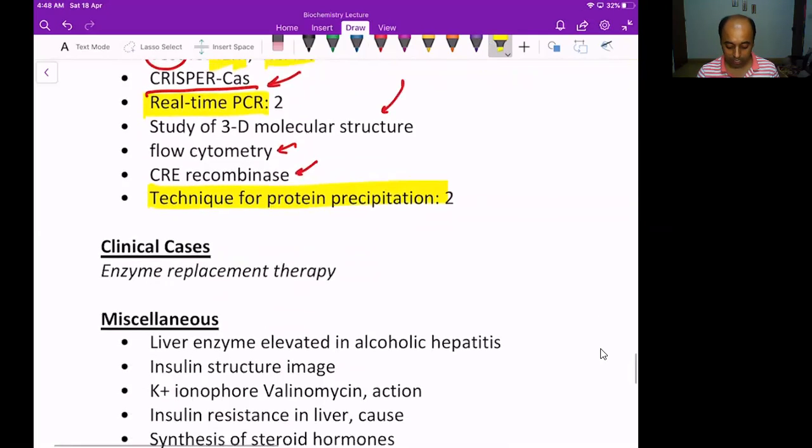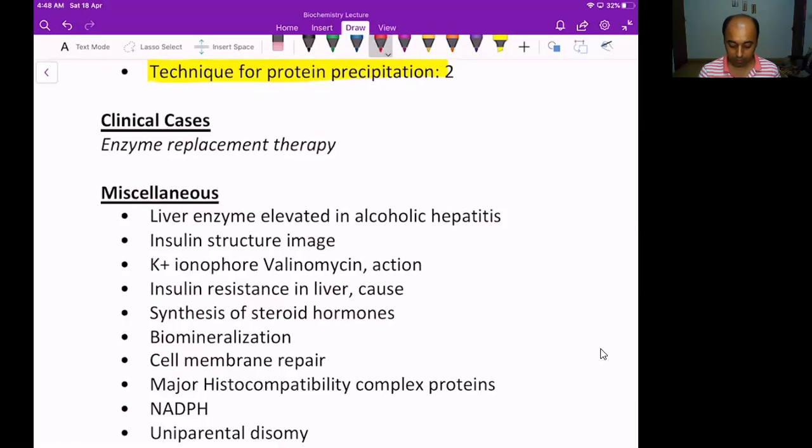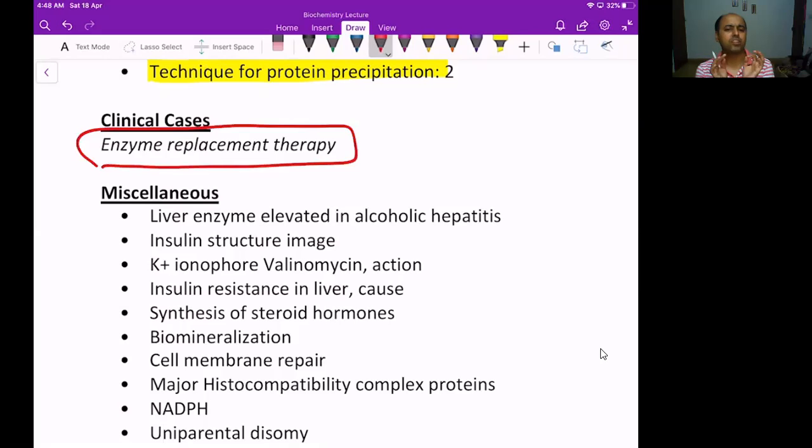This question was asked twice. Now, one question was asked about the enzyme replacement therapy. There are only very few diseases for which enzyme replacement therapy is curative and currently available in the country. So, you should know those 7-8 diseases for which enzyme replacement therapy is successfully used for treatment and management of the patient.